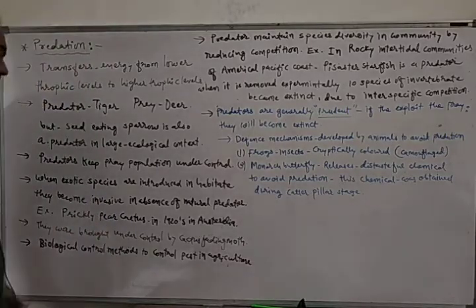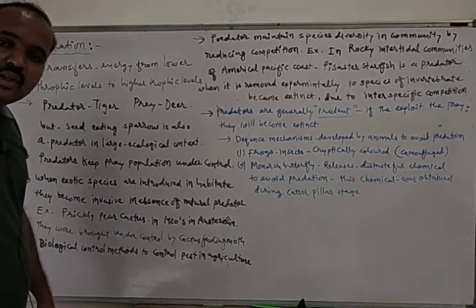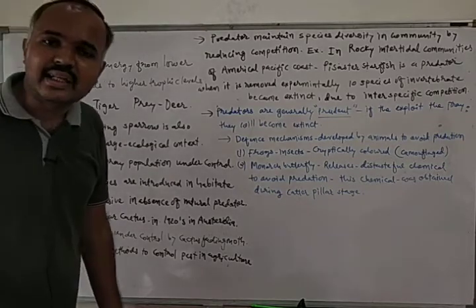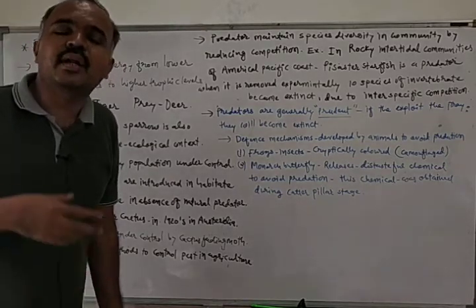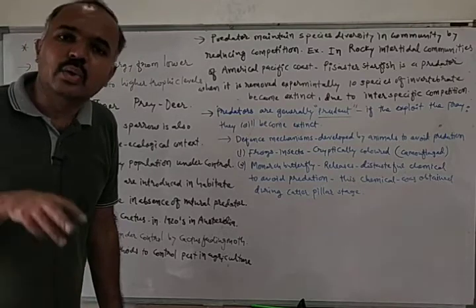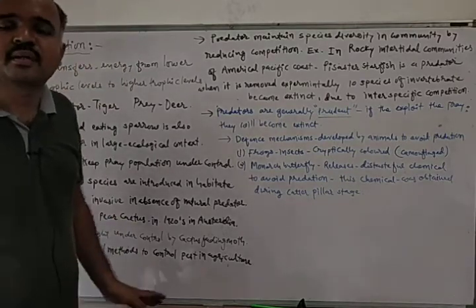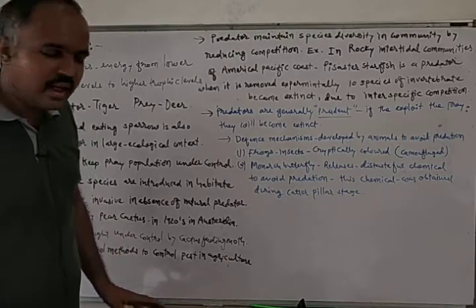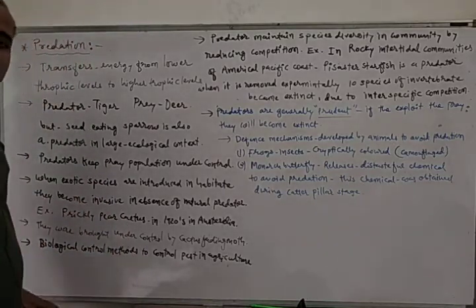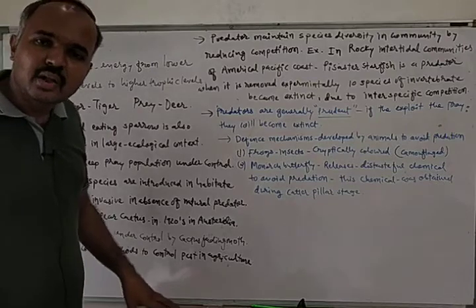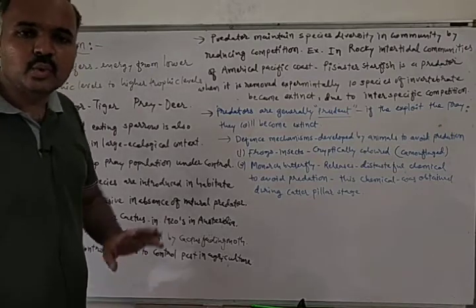Then, biological pest control methods which are applied in agriculture are also based upon the ability of predators to keep prey population under control. That is also an example of predation.